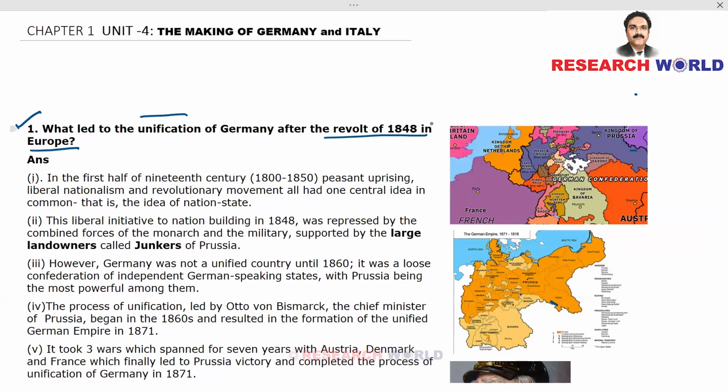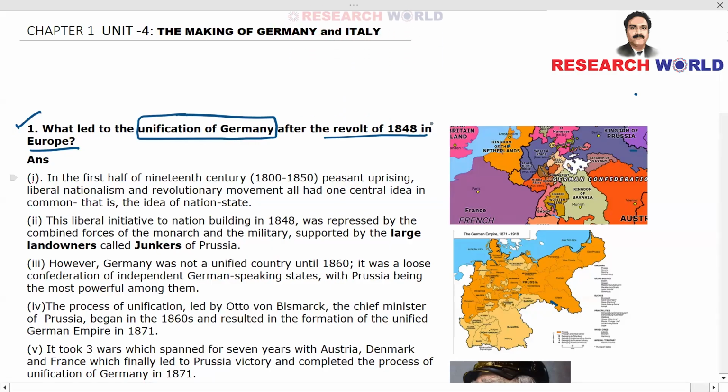What led to the unification of Germany? So that is the key idea we have to answer. What led to the unification of Germany after the revolt of 1848? Now, we have covered this answer through 6 points.